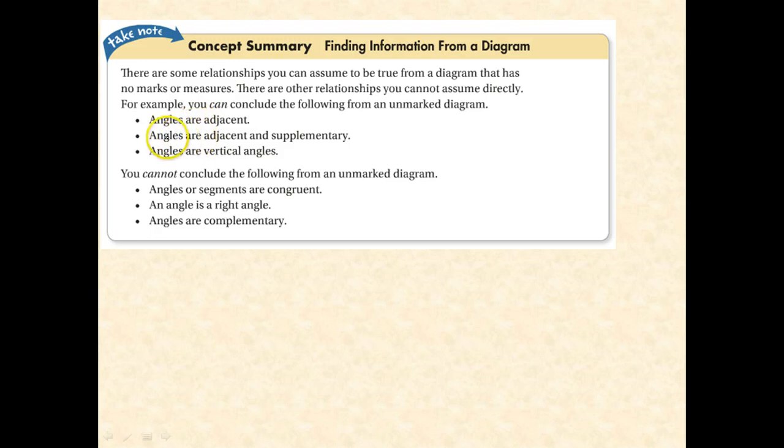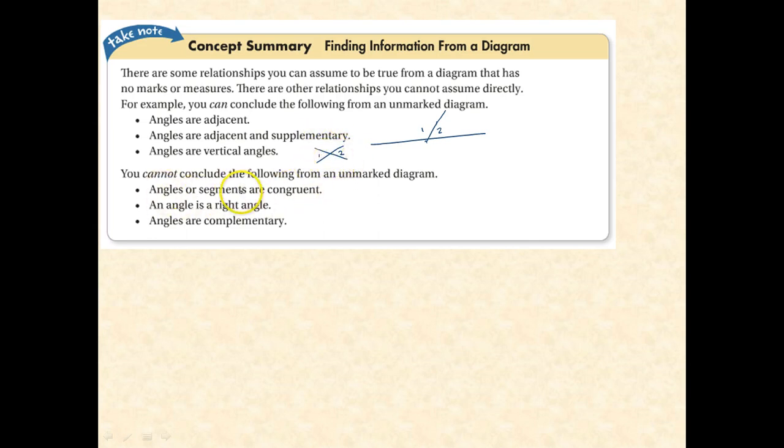You can also conclude that an angle is supplementary. If you've got a straight angle here and another angle there, you can say that angle 1 and angle 2 are supplementary because this is a straight line. You can see that in an unmarked diagram. And vertical angles you can see in an unmarked diagram too, because you can tell when two lines are intersecting.